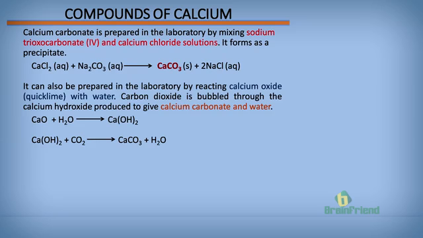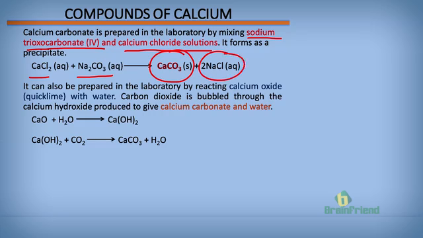Now, how do we prepare calcium carbonate in the lab? We've said that naturally it occurs as limestone, chalk, and marble. But if we want to prepare it in the laboratory, we can do so by mixing sodium carbonate and calcium chloride solutions. Okay? Calcium carbonate will form as a precipitate. So when calcium chloride reacts with sodium carbonate, calcium carbonate will form, while sodium chloride will be given off also in that reaction. So this is one way we can prepare it in the laboratory.